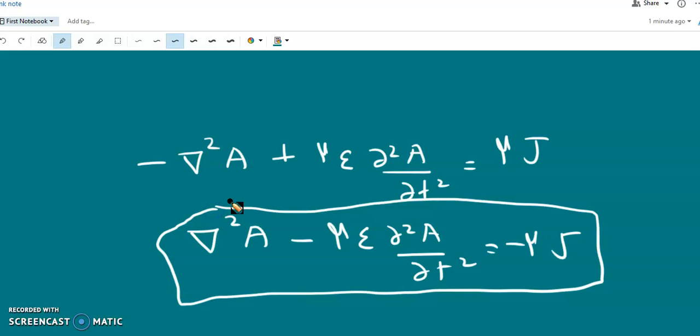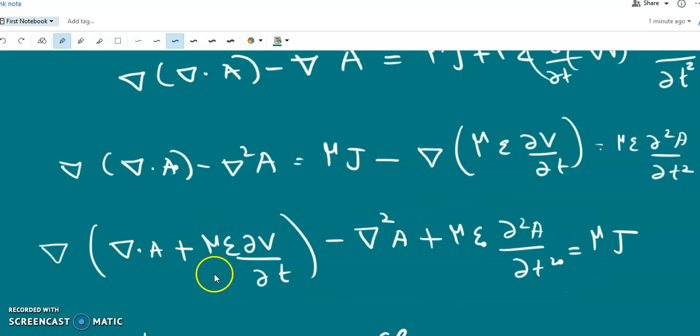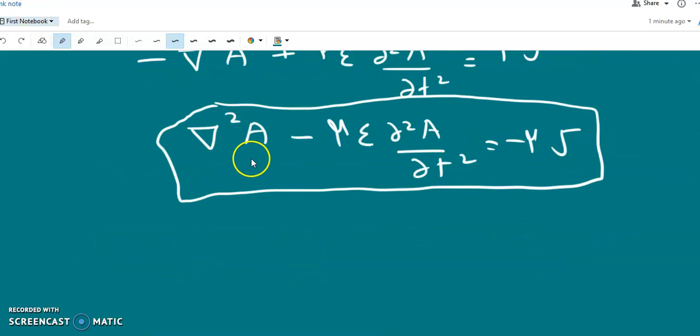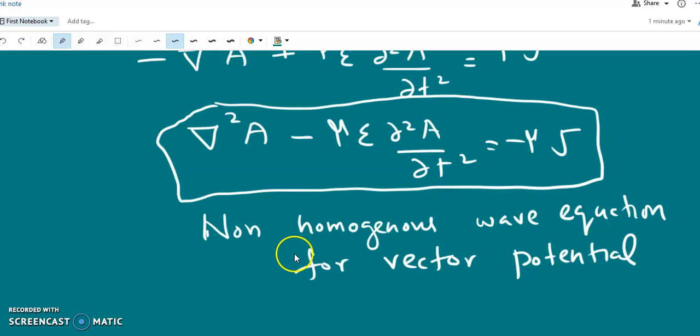Initially we had an equation depending on both A and V. So what Lorentz gauge has done is to decouple the equation. So initially the equation was coupled. It contains both V and A. So applying the Lorentz gauge, we got an equation for A alone. And this one is called the non-homogeneous wave equation for vector potential.